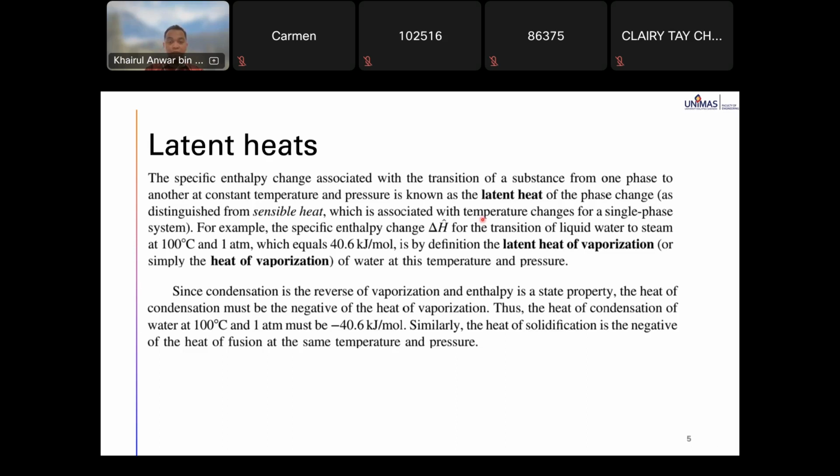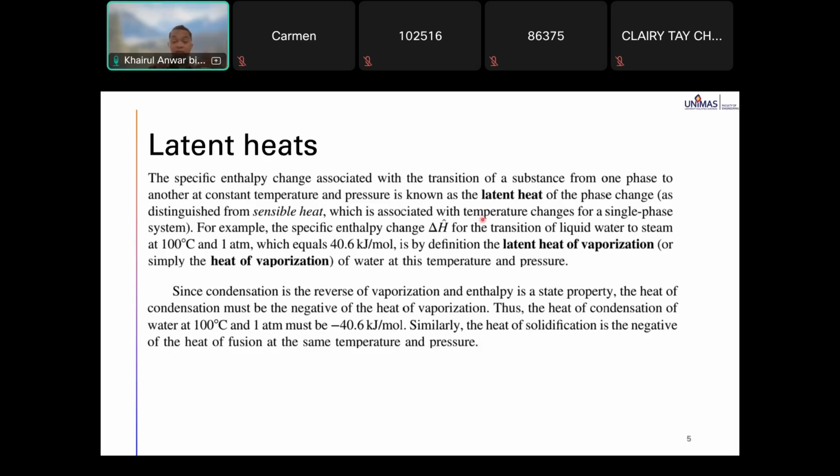Or simply the heat of vaporization. So this heat of vaporization is available in table B1. It's delta HV.